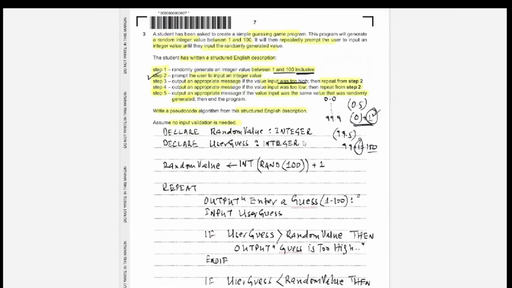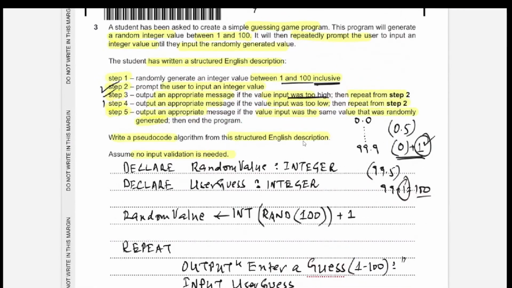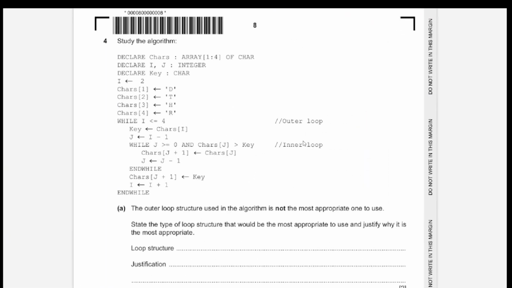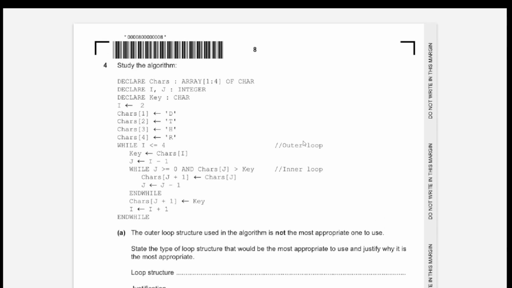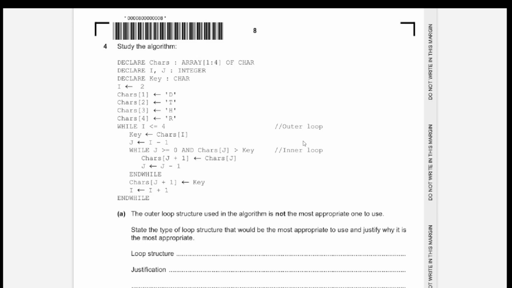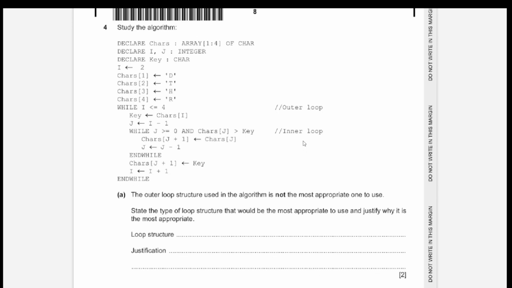All right, we are done with steps 2, 3, 4, 5. Now the next question, question number 4, state the algorithm, study the algorithm. This is a very important algorithm, and it relates to one of the sorting techniques. You have to identify this in it. So the first question says the outer loop structure. Which one is the outer loop? This is the outer loop, and this is the outer loop.